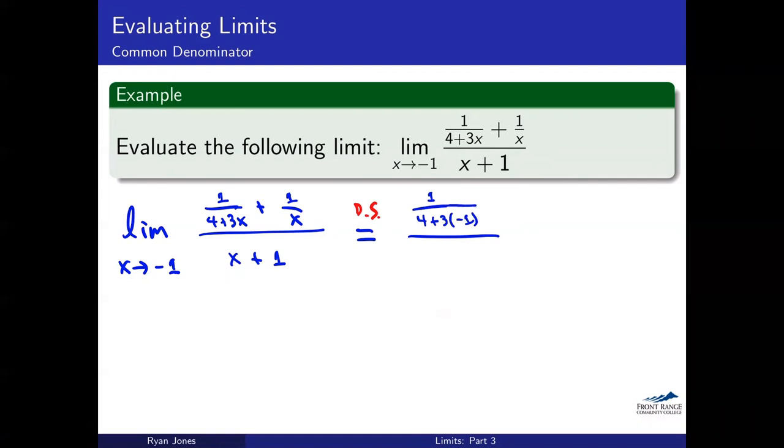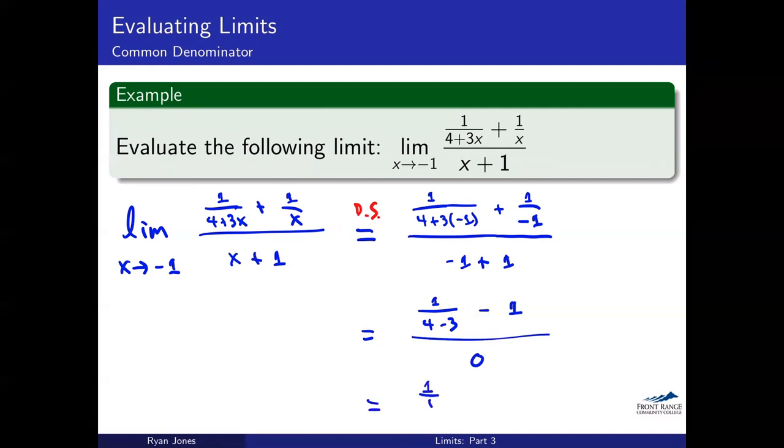Four plus 3 times minus 1 there, plus 1 over negative 1, over negative 1 plus 1. This work has a couple more steps than what we've done before, and that's okay. 4 minus 3. I'll just write minus 1 because that 1 over negative 1 simplifies to that. I get a 0 there. This is 1 over 1 minus 1 all over 0. I end up getting just 0 over 0. Indeterminate form.